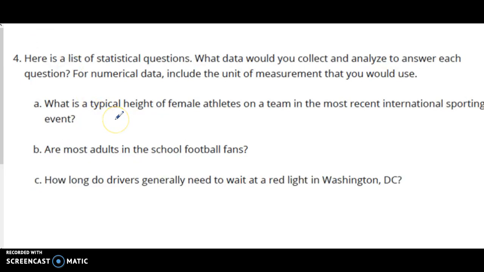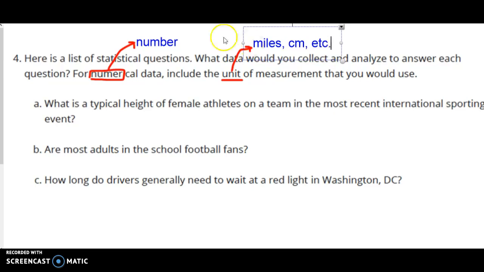4. Here's a list of statistical questions. What data would you collect and analyze to answer each question? For numerical data, let's put a box around the root numer. Okay, we remember from earlier in this lesson that numer is a number. So above that, I want you to write number. For numerical data, numbers include the unit of measurement that you would use. So by unit, we're talking things like miles, centimeters, books, anything that follows a measurement, miles, centimeters, etc.